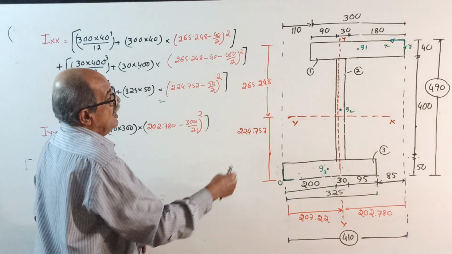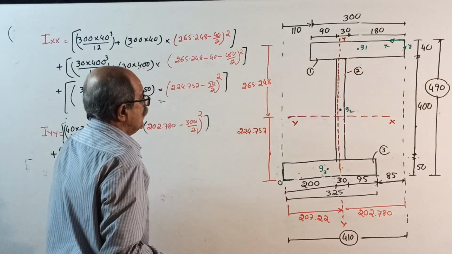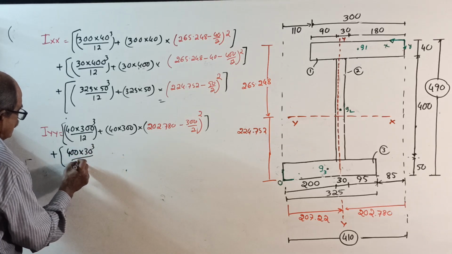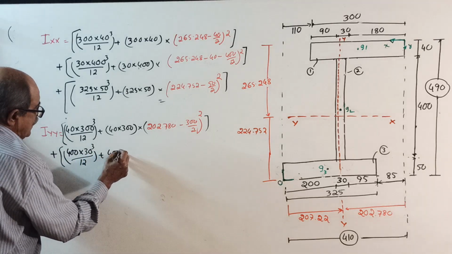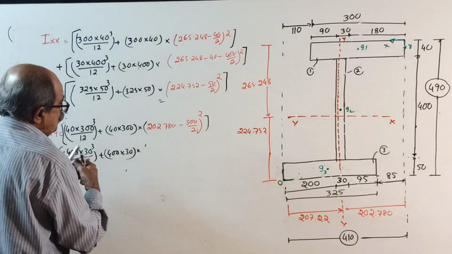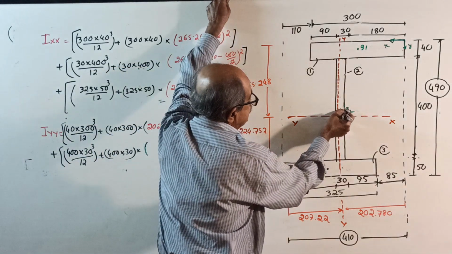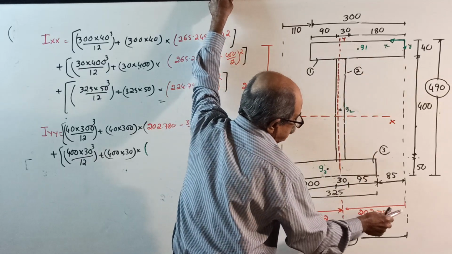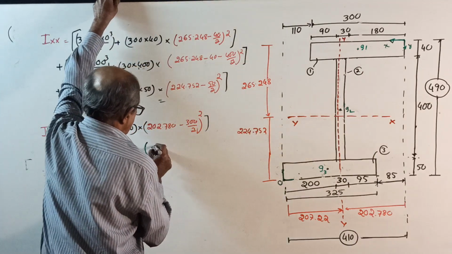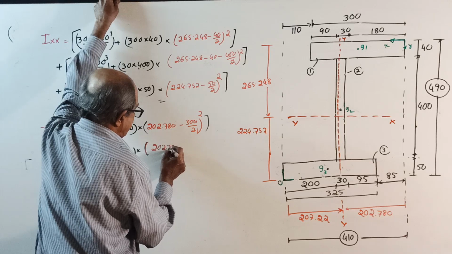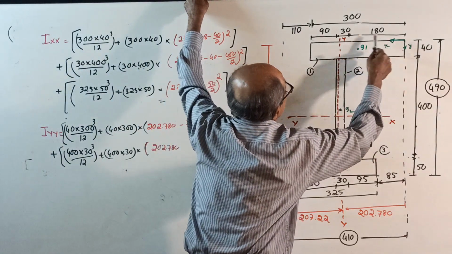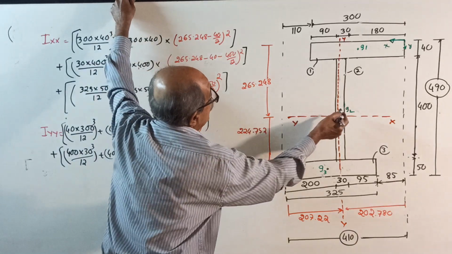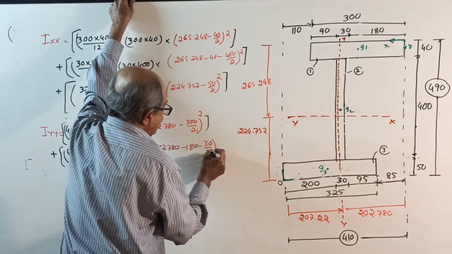Plus second one. I about yy. 400 into 30 cube by 12. Ig plus area. 400 into 30 is the area into, see, this distance square. That distance square is how much? See, 202.780 minus 180. That's why that offset is required. Minus 180 minus 30 by 2, 30 by 2 whole square.